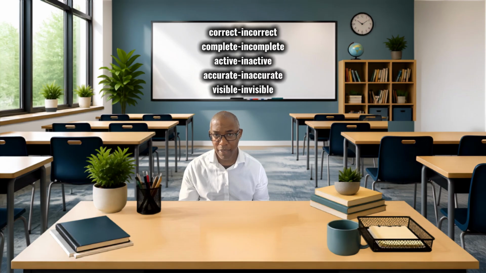Some English words don't use un. They use in instead. In means not. Examples: correct, incorrect. Complete, incomplete. Active, inactive. Accurate, inaccurate. Visible, invisible.